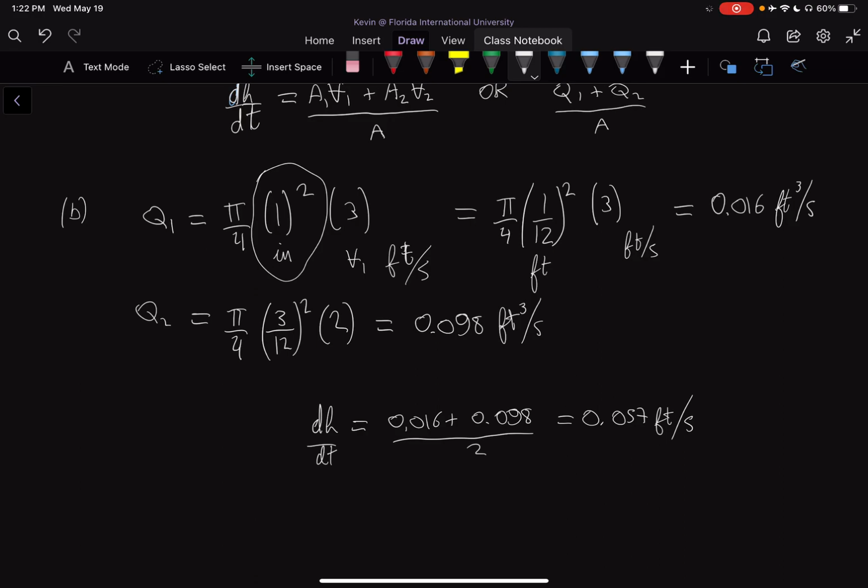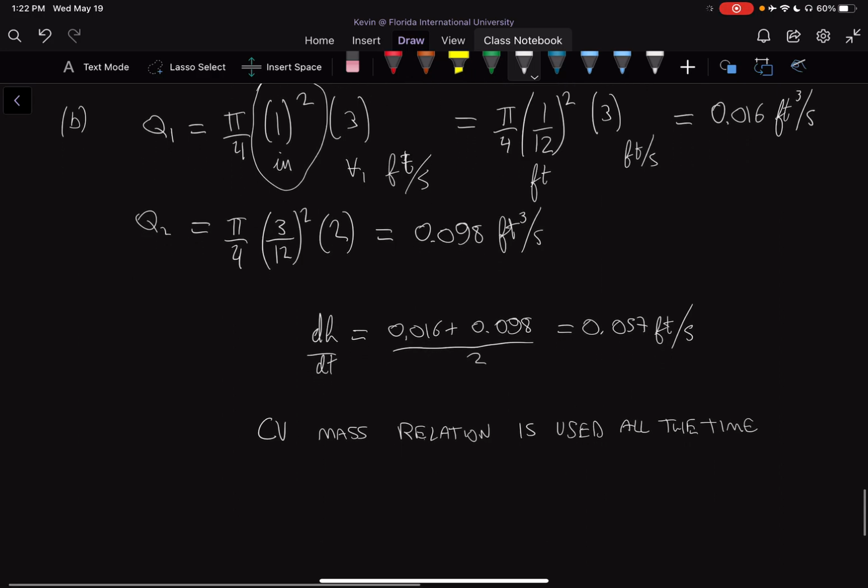So in engineering, the CV mass relation is used all the time. And the reason it's used all the time is we always want to check that mass is conserved. We always want to check conservation of mass. But we always check it in a much faster way.